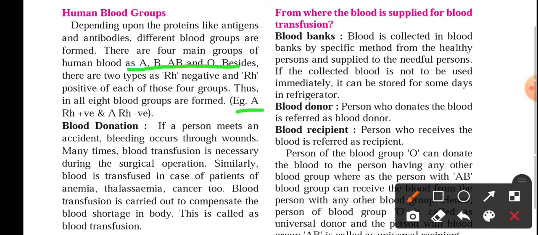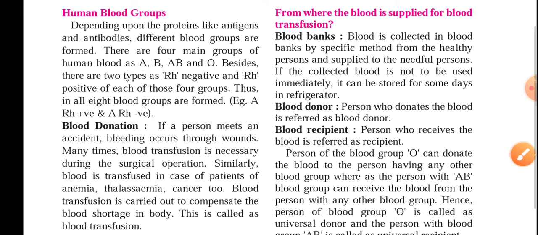Examples are A with the Rh positive and A with the Rh negative. So, like this, we have overall 8 blood groups.